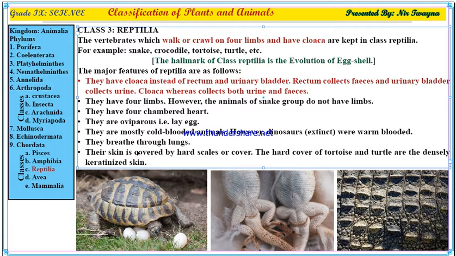Next, they are oviparous, that is, they lay eggs. Next, they are mostly cold-blooded animals. However, dinosaurs were warm-blooded. All of the reptilia are cold-blooded animals; the exception is dinosaurs. And from some creatures that were considered to be dinosaurs, birds evolved. That is why birds are also warm-blooded.